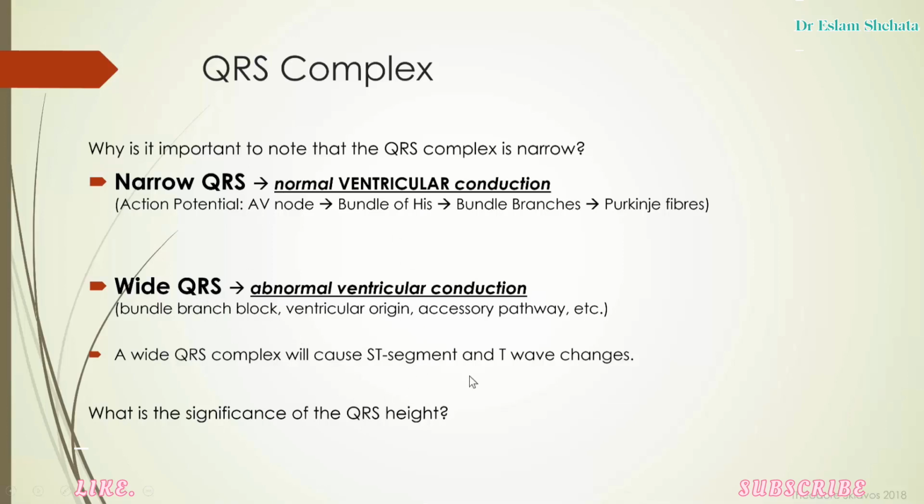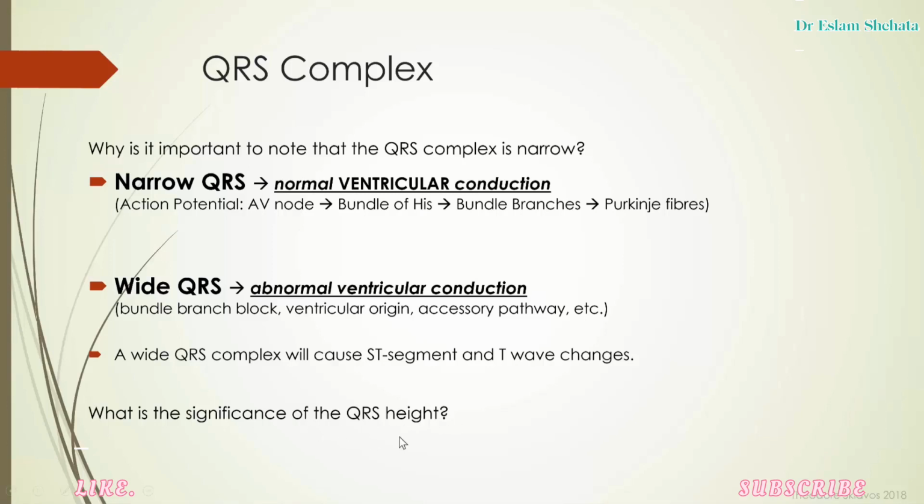So the reason it's so important to say whether the complex is wide or narrow is because if you have a narrow QRS complex, you know that every change you see afterwards in the ST segment and T wave, that's a primary change. Okay, it's not due to the QRS complex, it's due to some primary issue with the heart.